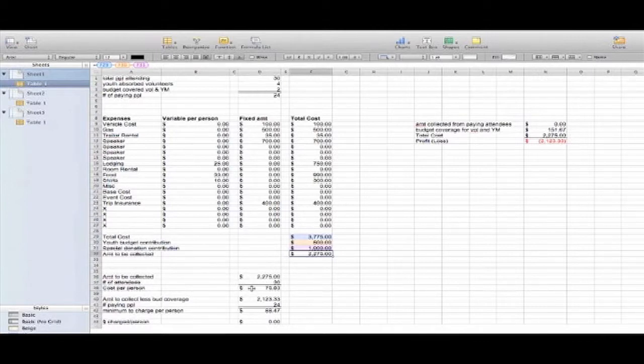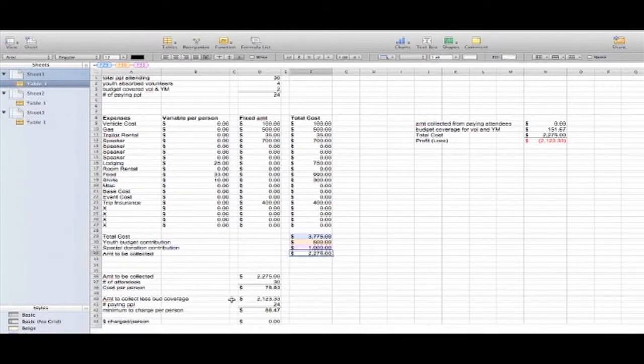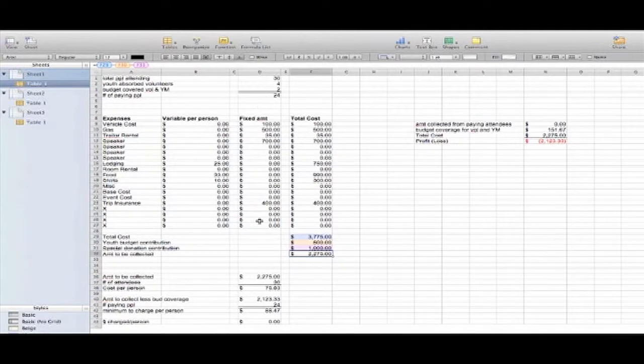That breaks out to $75.83. But what we know is that we don't actually have 30 people paying. Remember at the top we have 24. So the next line shows you the amount to be collected minus, it says budget coverage, and what that means is the budget covered volunteer and youth minister. Okay, so minus that amount of money. If it costs $75.83, then minus that times 2, and you'll get this number down here. Number of paying people, we have 24 people who are paying. Minimum to charge per person, and it gives you that number. Right? This is your break-even point right now. With the way the trip is, it'll cost $88.47.